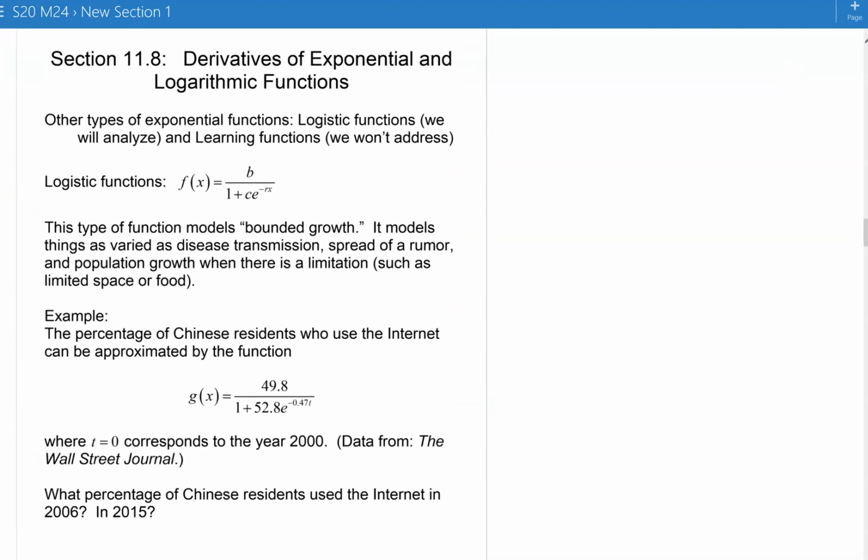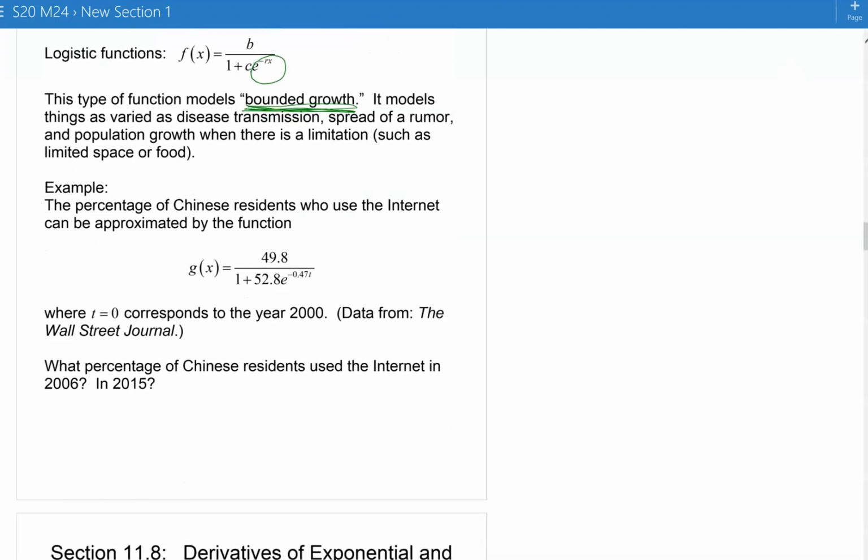So there's another type of exponential function called a logistic function that we will look at. And then there's also another kind called learning functions that we're not going to address. Logistic functions talk about bounded growth. So they happen when there's some kind of limitation on food or space or money or personnel or what have you. So the exponential part is in the denominator and it has a negative on the exponent.